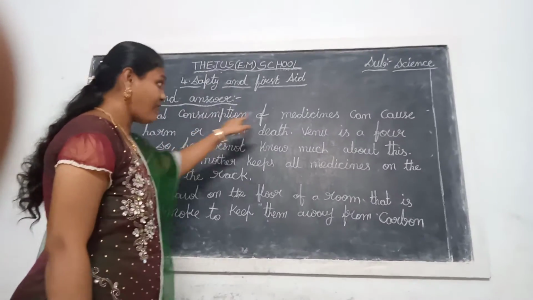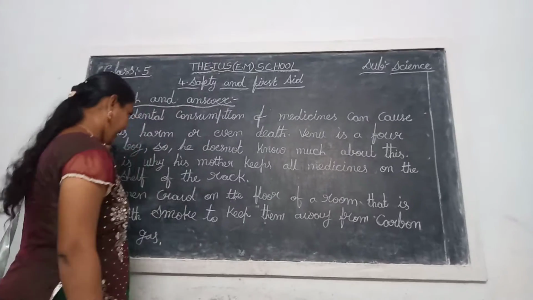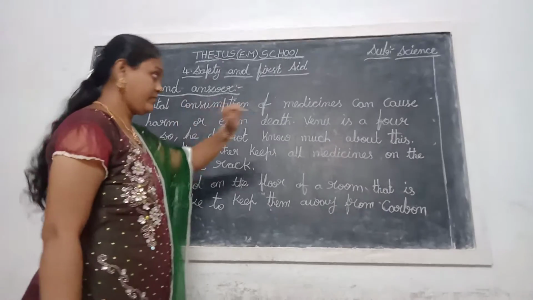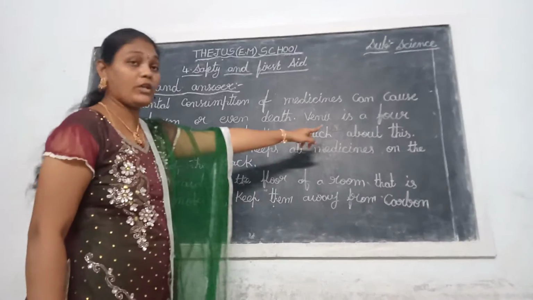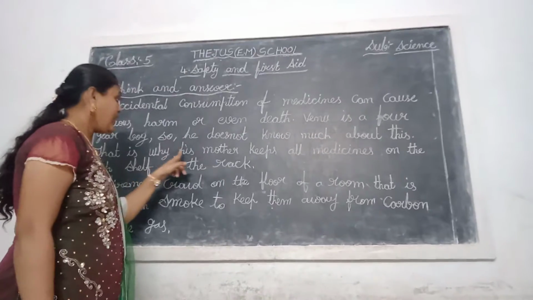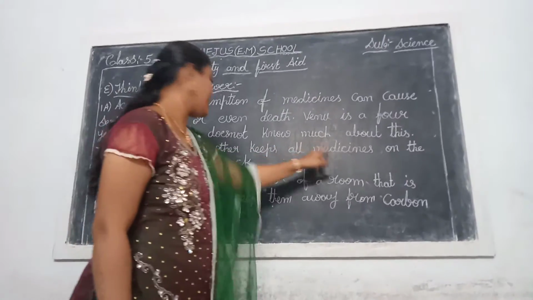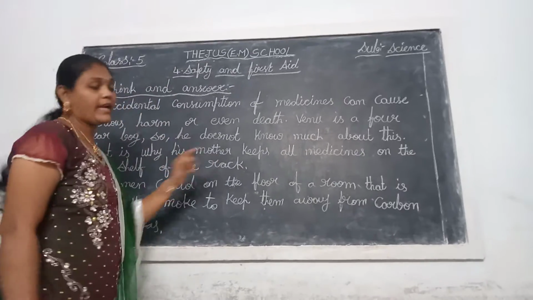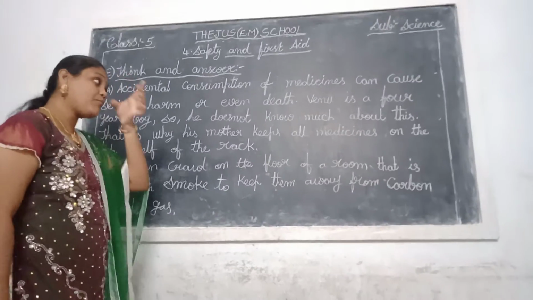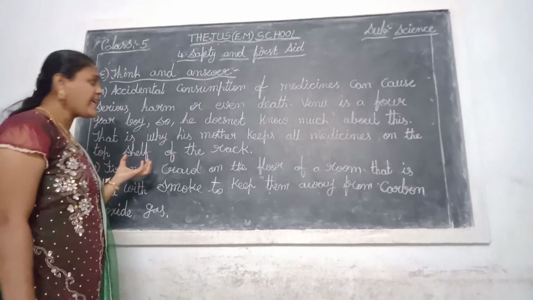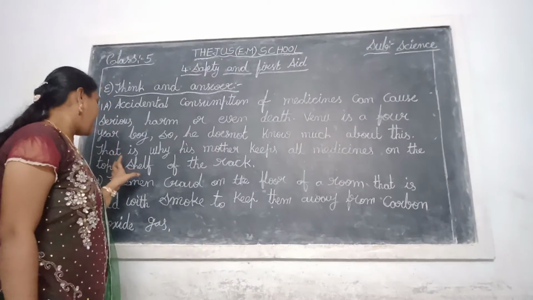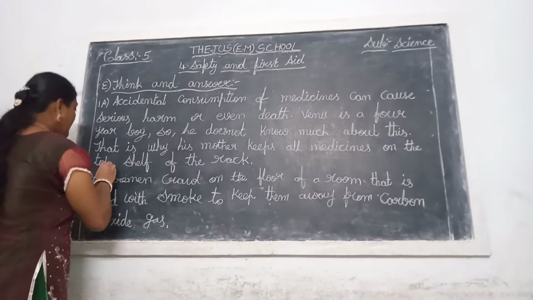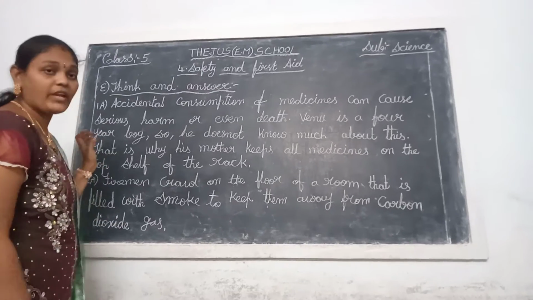Accidental consumption of medicines can cause serious harm or even death. Venu is a 4-year-old boy, so he does not know much about this. That is why his mother keeps all medicines on the top shelf of the rack. Otherwise the boy might take any medicines.